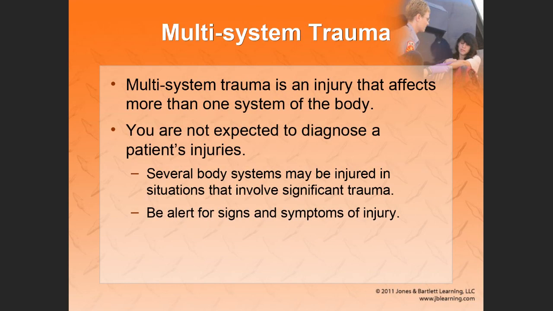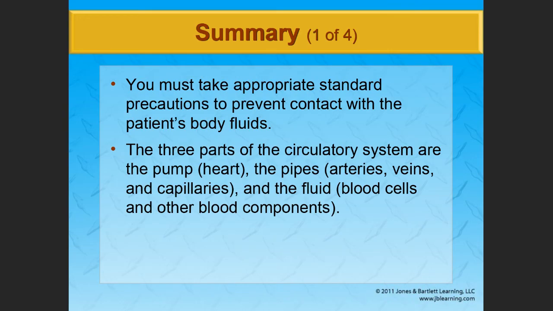For multi-system trauma, multi-system trauma is an injury that affects more than one system of the body. You are not expected to diagnose a patient's injury. Several body systems may be injured in situations that involve significant trauma. Be alert for signs and symptoms of injury. And that would bring us to the end of the chapter.